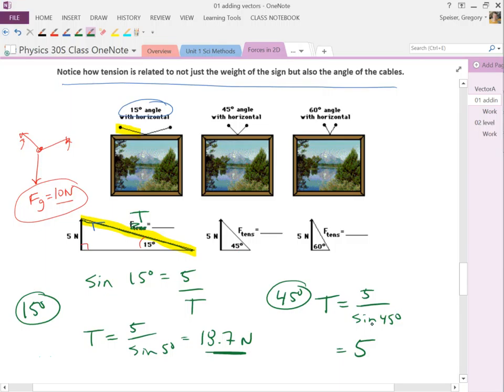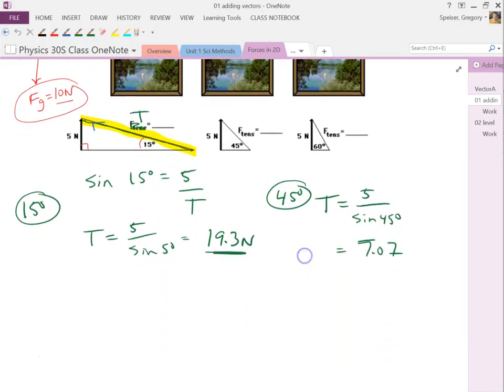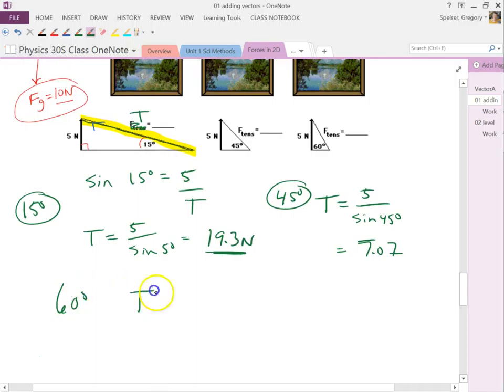5 divided by the sine of 15 degrees. There. So this is 19.3. And here 5 divided by the sine of 45 will be 7.07. And what happens if it's 60 degrees? The tension will be 5 divided by the sine of 60 degrees, which I'm pretty sure is going to be 10. Or no, sorry, 5.77.